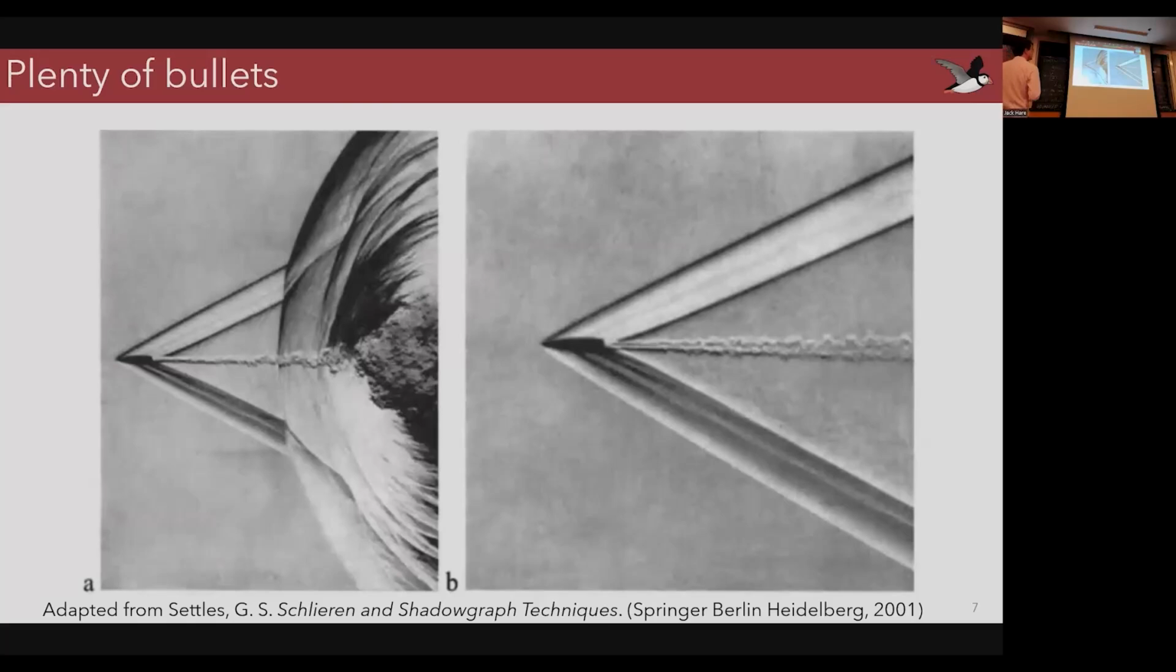Also, when you start looking at the literature, you get lots of beautiful pictures of bullets. Bullets are particularly good sources. I believe in this picture, the gun is just here. You can see the cloud of exhaust vapor coming out of the gun barrel. You can see this is the sound wave of the shot going off. And then supersonically moving away from the gun is the bullet.